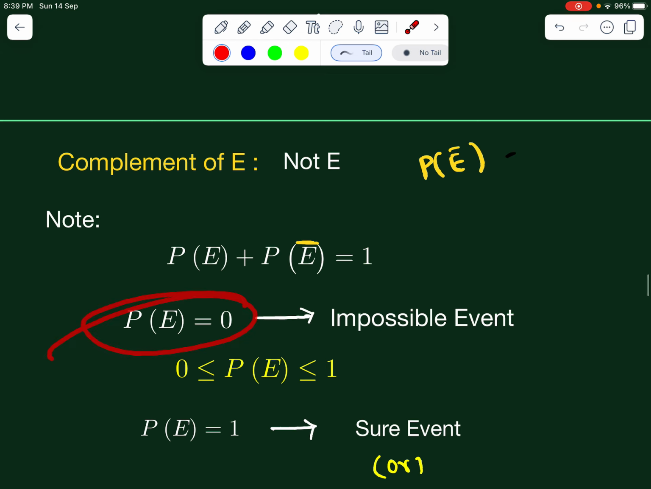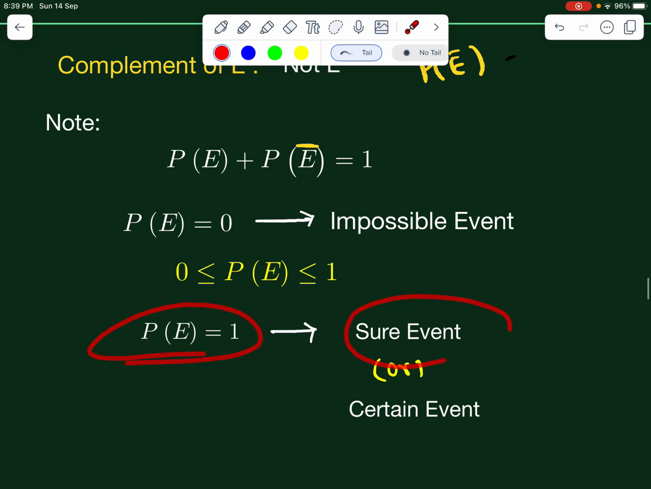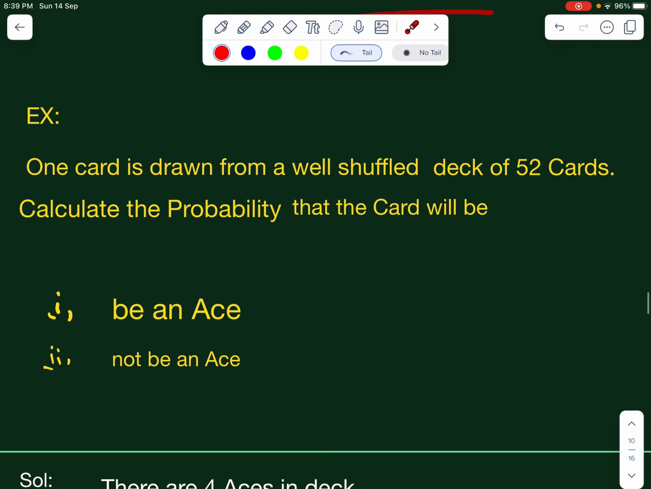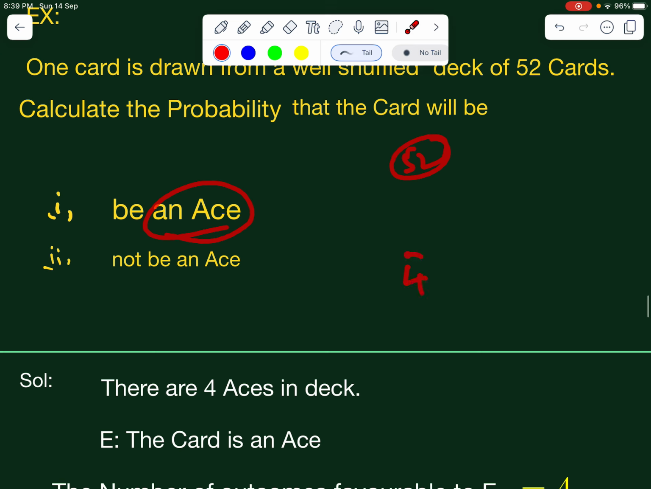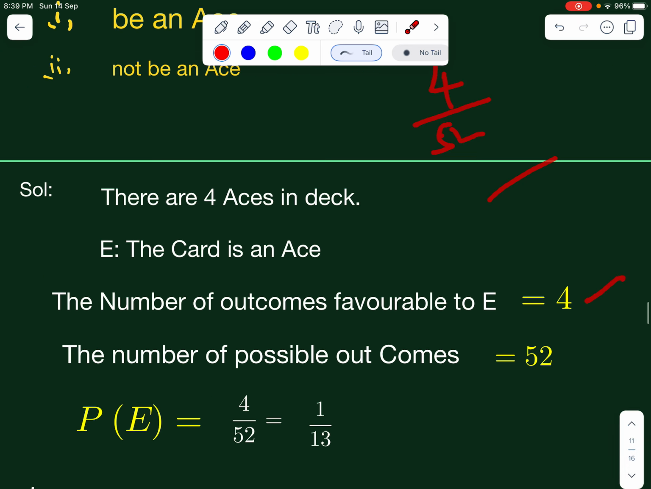P of E equal to 0 is called the impossible event. P of E equal to 1 is called the sure event or certain event. Example: one card is drawn from a well shuffled deck of 52 cards. Calculate the probability that the card will be an ace. Total we have 52 cards. How many aces do we have? 4 aces. Therefore, the answer is favorable cases by total outcomes, 4 by 52.